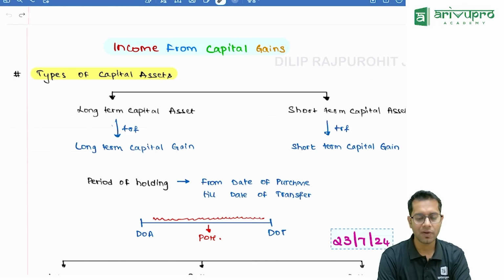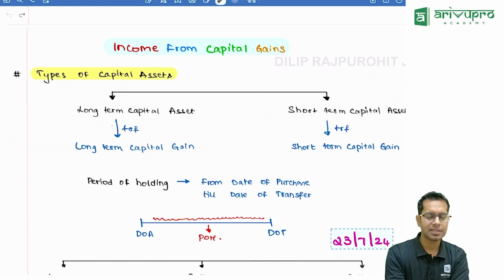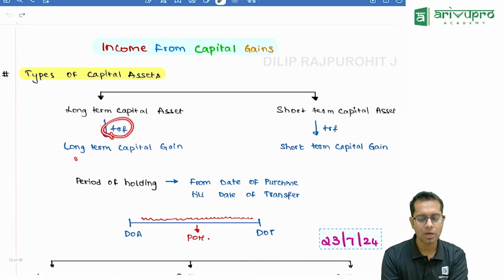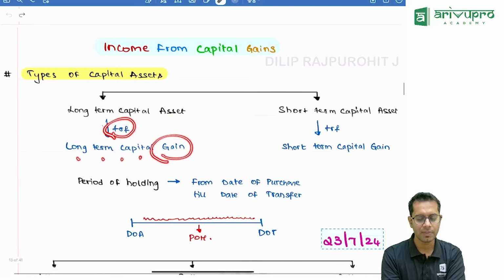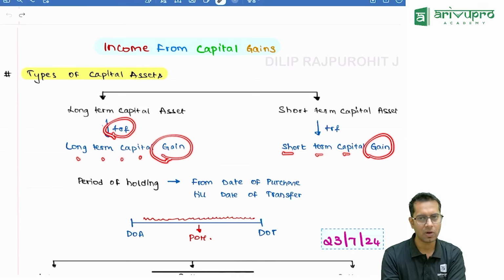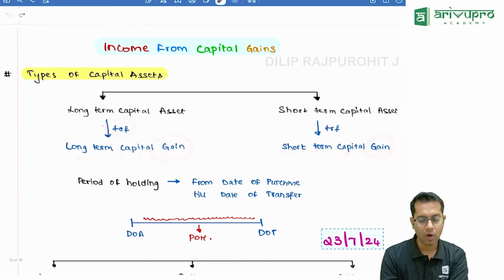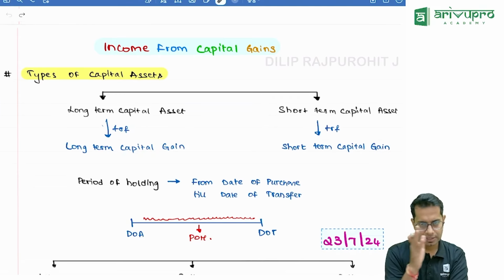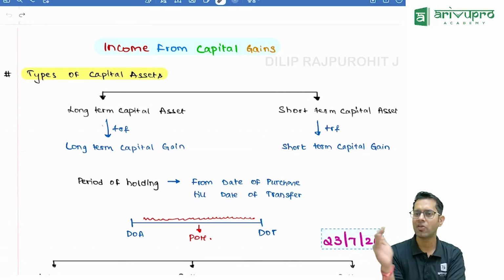Now, types of capital assets. We all know capital assets are divided into two types: long-term capital asset and short-term capital asset. If you transfer a long-term capital asset, the gain which I get will be long-term capital gain, and if I transfer a short-term capital asset, I'll get a gain called short-term capital gain. Now, how will I come to know whether it is a long-term capital asset or a short-term capital asset? I should see the period of holding. Period of holding is the period from the date of purchase till the date of transfer.